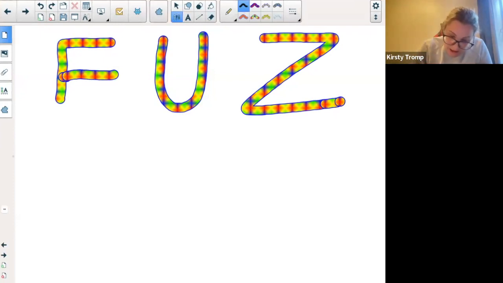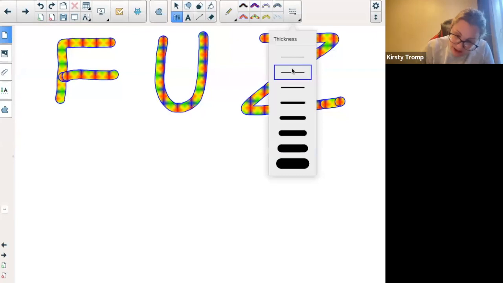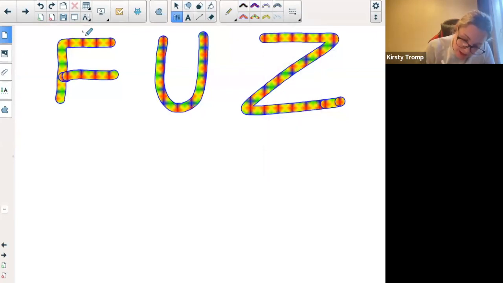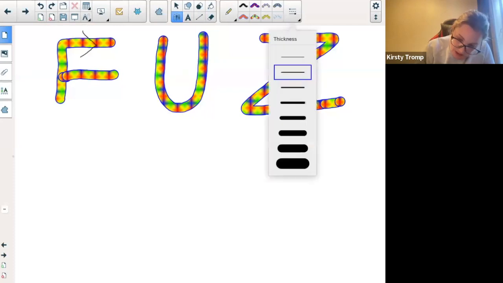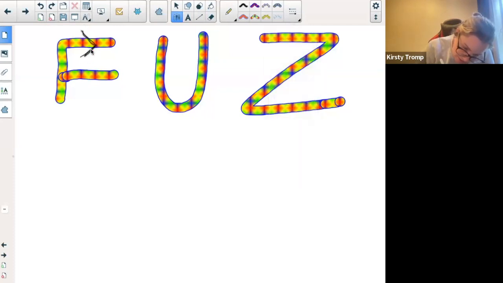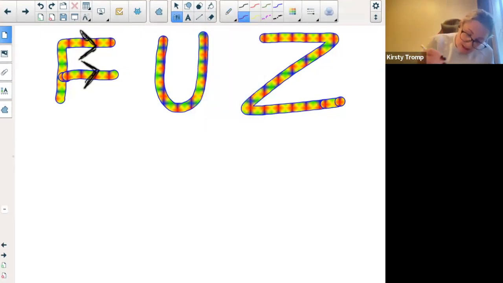If I'm looking at the letter F, I can see that on the letter F, this line, let's make it a little bit thicker, this line and this line are parallel to each other. So whenever I have lines that look like the shape of the letter F, it means that that letter stands for corresponding angles.